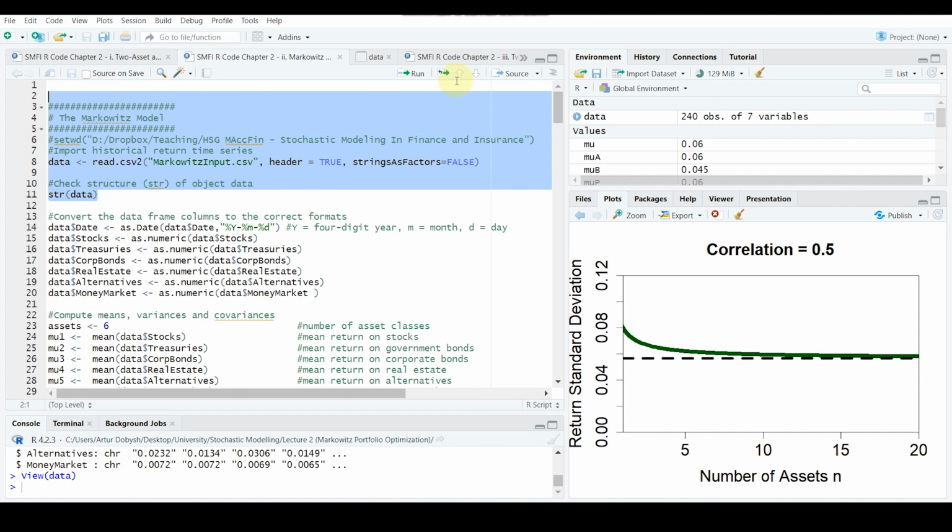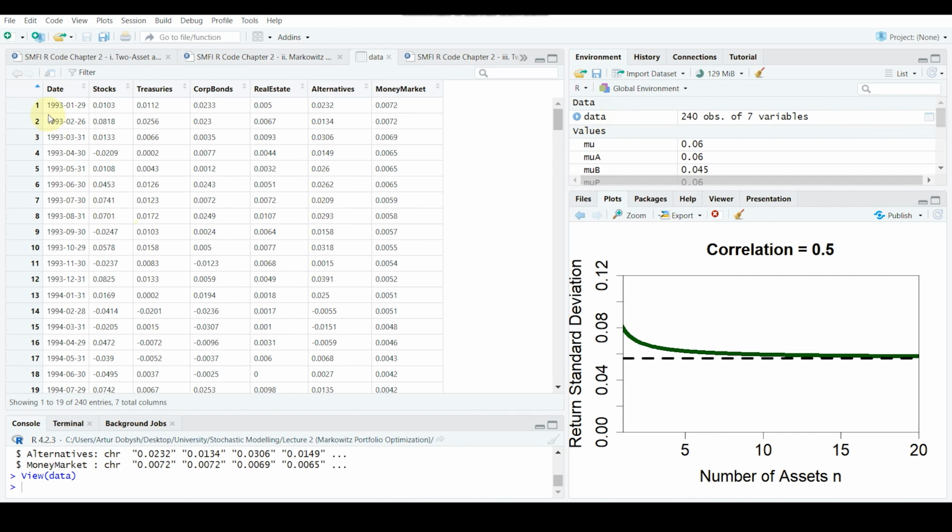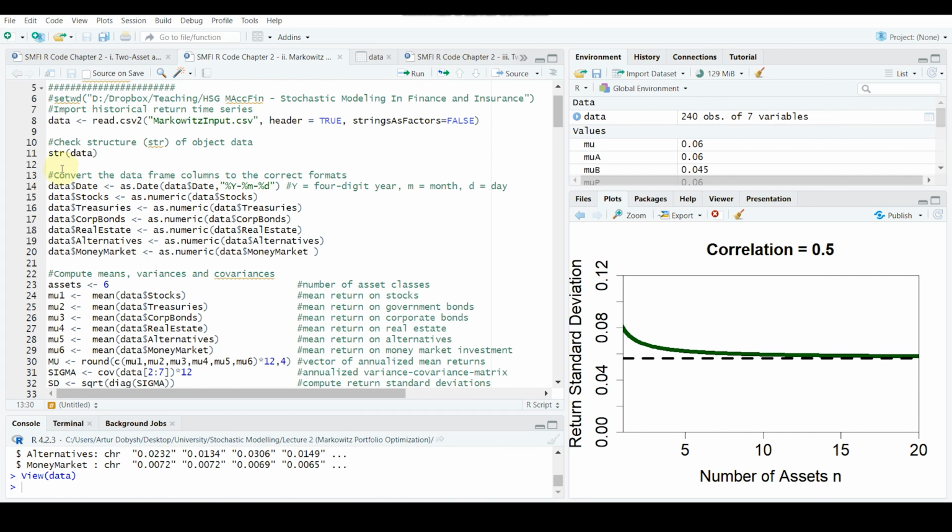So let's download this data by running it and then having a look here. Basically, we have a date, and these are monthly returns for several asset classes: stocks, treasuries, corporate bonds, real estate, and money market. What we aim to do is to create a portfolio of these 6 asset classes, which would maximize our total return by changing the weight for each of these asset classes. This is a very clever idea, because what we aim to do, once again, is to maximize return and to reduce the standard deviation of the whole portfolio.